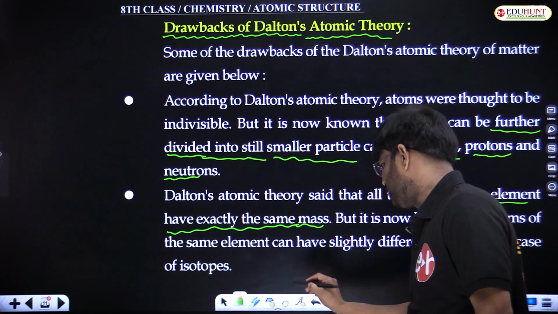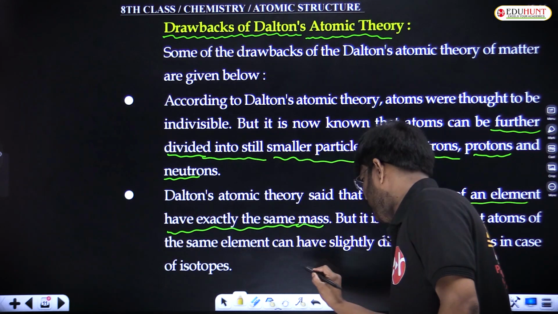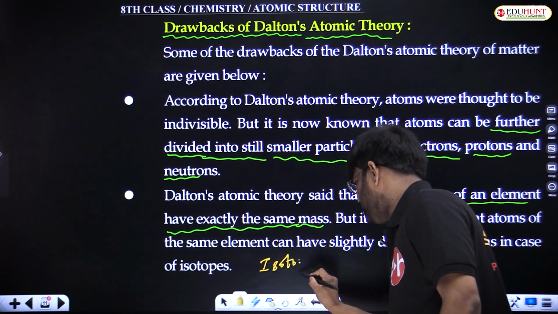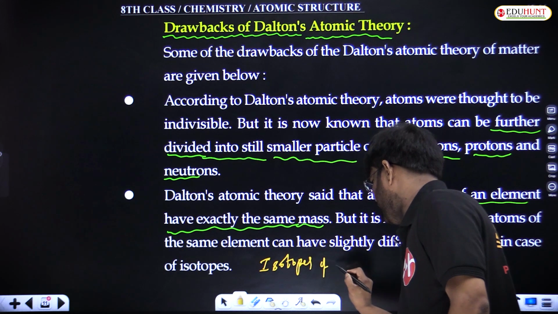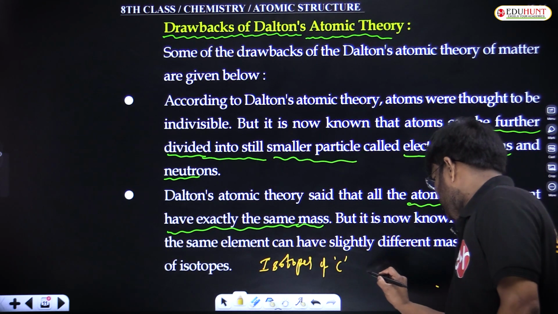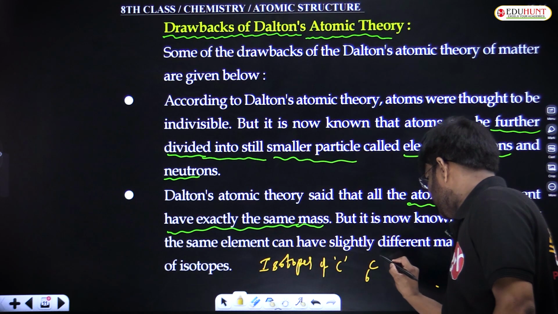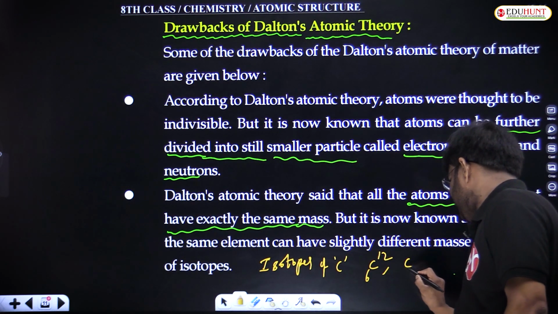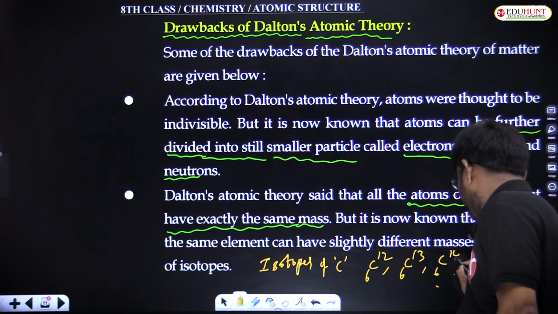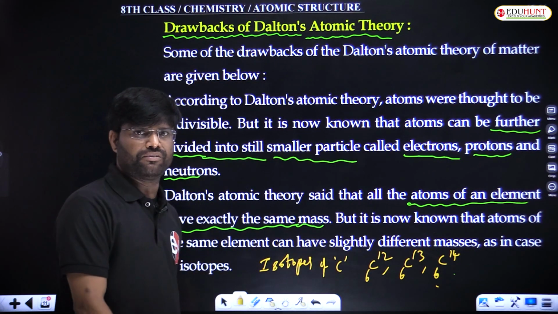What is the meaning of this? I will take one example, isotopes. Any isotopes you can take, no problem. I will take carbon. Isotopes of carbon: C-12 (6C12), C-13 (6C13), C-14 (6C14). These are the isotopes of carbon.